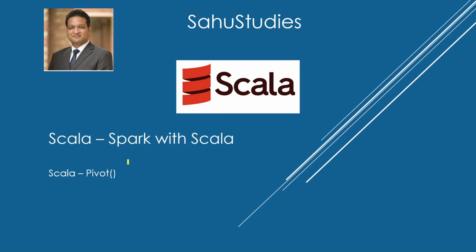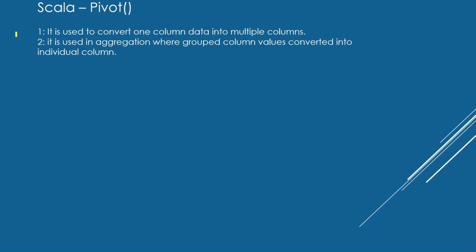In this video, we are going to see the pivot function in Scala. So what is the pivot function? It is used to convert one column's data into multiple columns. It is used in aggregation, where grouped column values are converted into individual columns. This is very important: these are group column values.